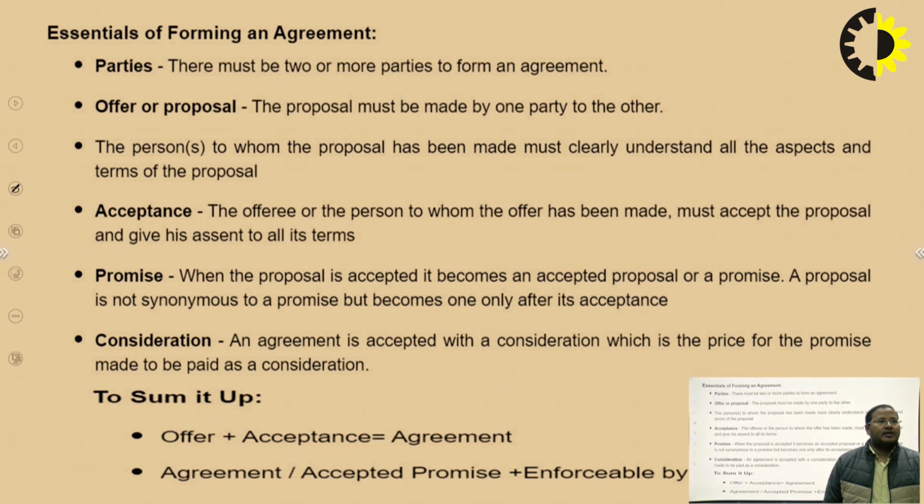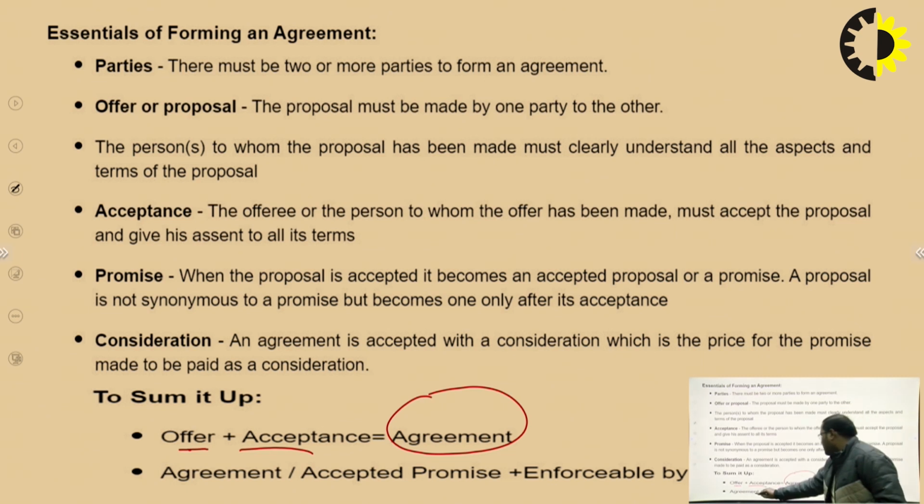Essentials of forming an agreement: two parties are required. One offer or proposal should be there, accepted by the other person. There should be some promise, and consideration is also taken. So, offer with acceptance becomes the agreement. The agreement or accepted promise, if it is enforceable by law, then it becomes the contract.